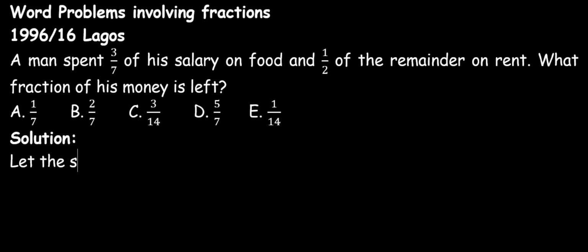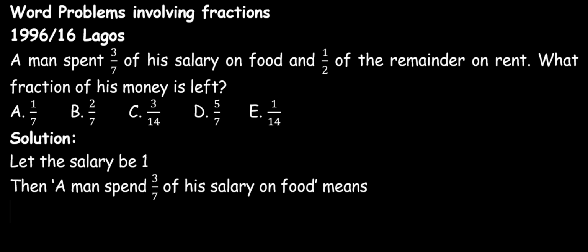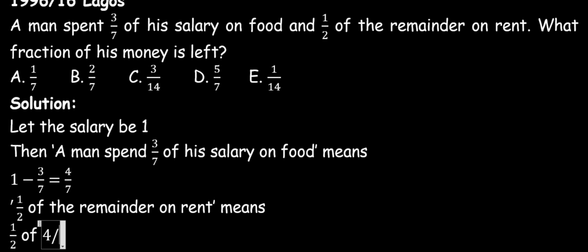Let the salary be 1, that is, the whole. Then a man spent 3 over 7 of his salary on food means 1 minus 3 over 7, which is the same as 4 over 7. Then we now have half of the remainder on rent, which means 1 over 2 of 4 over 7, which is the same as 2 over 7, because you are doing multiplication there. So 2 will cancel out with 4, and you have 2 over 7.